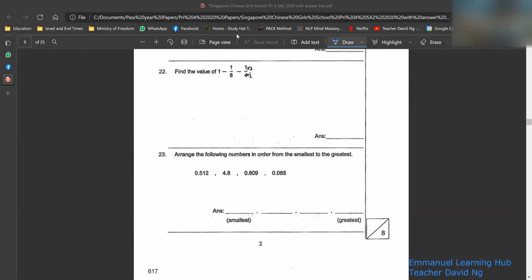Question 22. Okay, question 22, you got it wrong. Find the value of 1 minus 1/8 minus 1/4. Can you tell me 1 minus 1/8? What is it equal to?